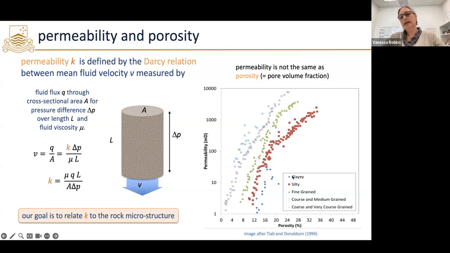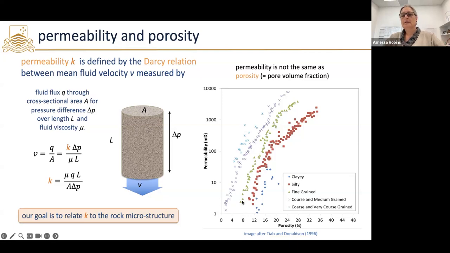Nevertheless, if we categorize our materials into different classes, that's what these different colored dots are doing. We've got a clay type material here, and then silty things. I'm not sure what the technical definition of silty is, but I guess you can imagine. And then we have fine-grained sandstones with the green, and coarse and very coarse versions thereof, okay?